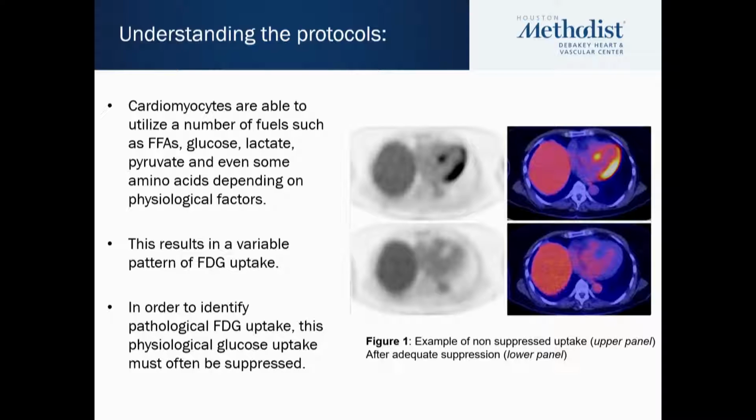So in order to identify pathological uptake, we need to often suppress this, and I'll take you through one of the protocols. But this is just an example, same patient. This was without any suppression. This is just normal physiological myocardial uptake of FDG. And this is the same patient after a prep where there's no uptake now of FDG.